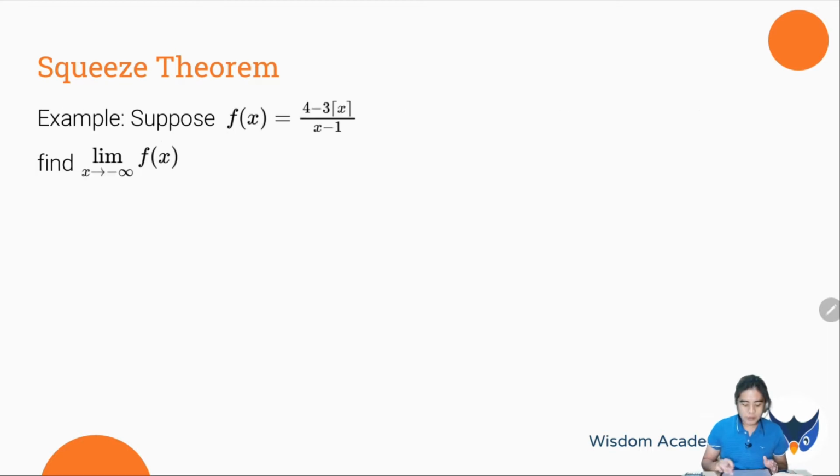So, let's have some examples. Suppose f of x is equals to 4 minus 3 ceiling of x over x minus 1. Let us find the limit of f of x as x approaches negative infinity. If we will try to solve this using direct substitution, hindi natin siya masasolve kasi di natin alam yung value ni ceiling of negative infinity. So, we will try to use squeeze theorem para masolve to.